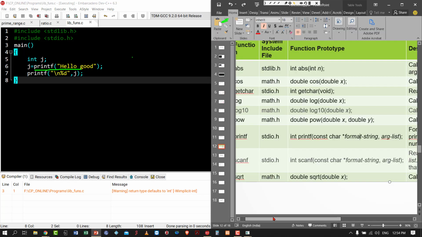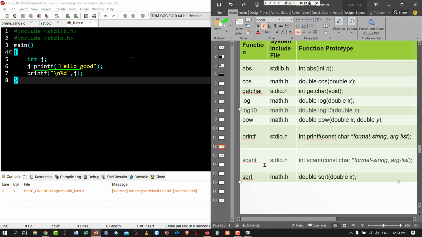Okay. So printf we already discussed. Scanf. Scanf also returns some integer. That one also I will try to explain with the help of an example.